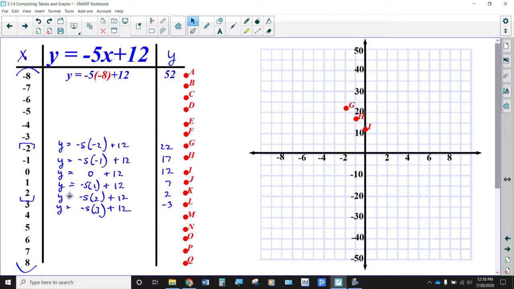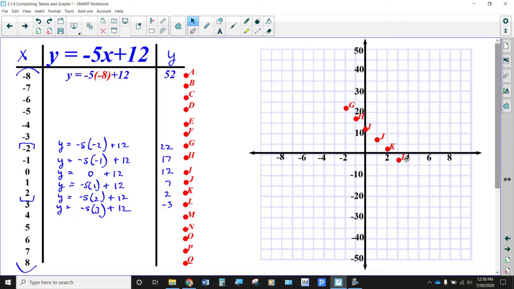And then J is going to be at 1, 7. So we'll go to 1, and then 7 would be right around there. You see how that looks like it's forming about a straight line? Let's get that in there a little bit. And then 2 was K, right? So it would be 2, 2. And then if we added 3, -3, that would be point L, would be 3, -3, somewhere around here.